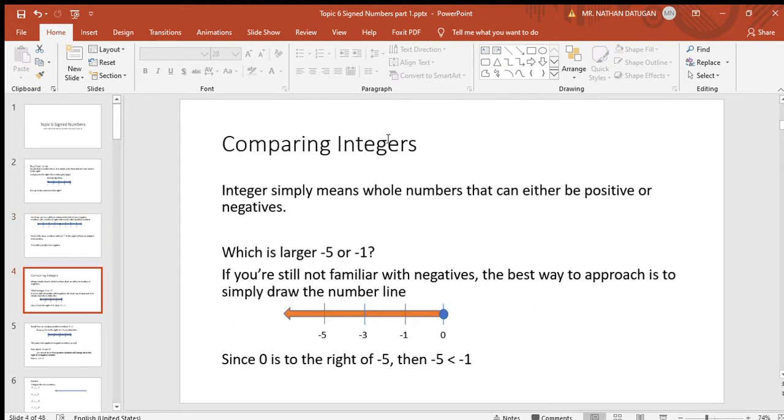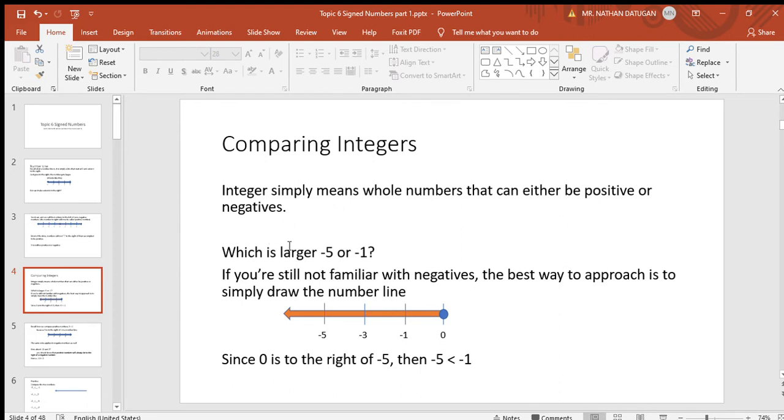Now let's compare integers. You might not know what integers are, but it's new vocabulary. Integers are basically whole numbers that can be either positive or negative. So -1, -2, -3, 1, 2, 3, and 0 are all called integers.